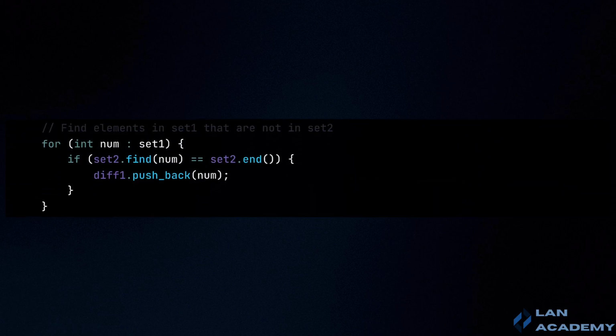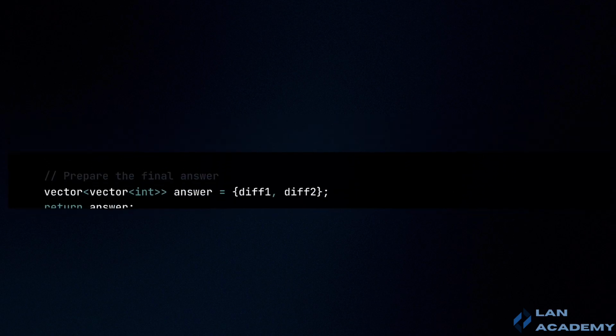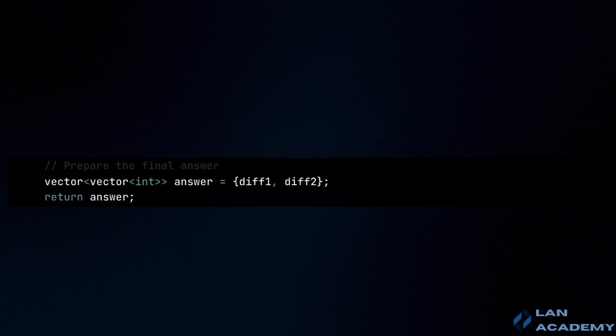Now I start iterating the arrays to find the different elements. First I traverse nums1 to find its unique elements compared to nums2. I iterate through each element in set1 and check if it isn't present in set2. If it isn't, I add it to diff1. I do the same for set2, but I store the unique elements in diff2. Finally, I give my final answer as an array of two arrays, diff1 and diff2, and return it.